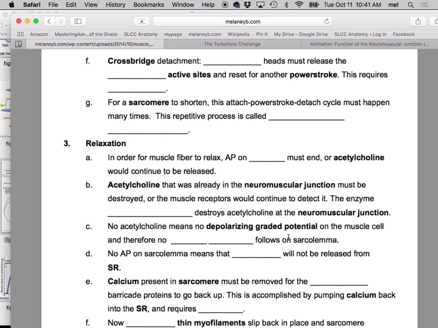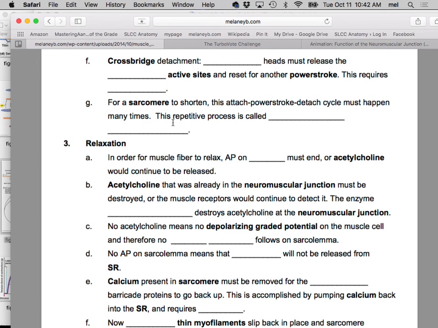Crossbridge detachment. Which protein has the heads again? Myosin. The myosin heads must release the, which protein has the active sites again? Actin, active sites, for another power stroke. And this requires ATP, good. This requires ATP.